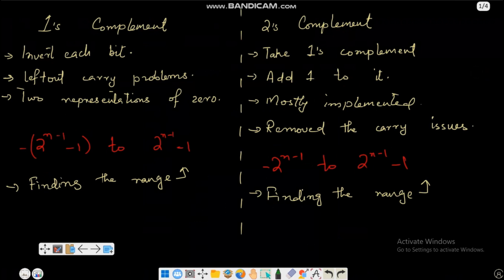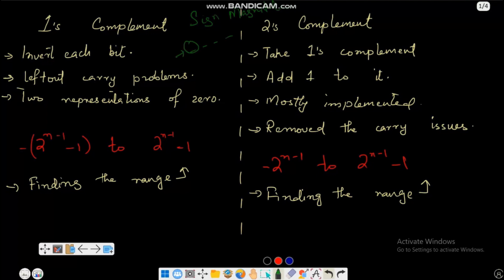Hello there. In this class we are going to be continuing our discussion on 1's complement and 2's complement. The first thing that you need to know is that both of these, the 1's complement and 2's complement, are actually derived from a representation of a signed number, what we call a sign magnitude number. In sign magnitude numbers, the leftmost bit is considered as the sign bit.